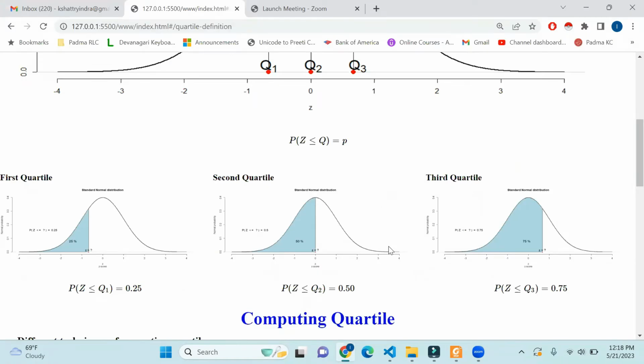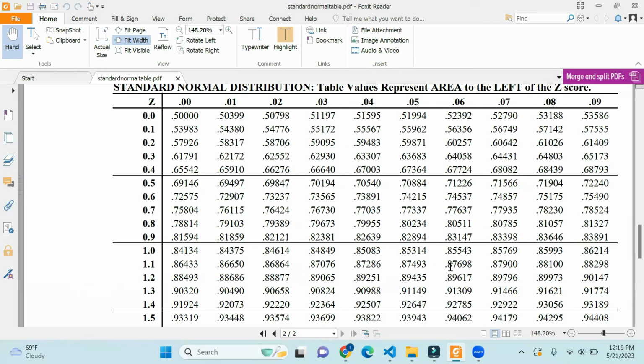As an example, let's start to find the second quartile corresponding to this probability equation. Probability Z less or equal to q2 is equal to 0.5. Here in this equation, 0.5 is the given probability and q2, the second quartile, is what we try to find. Let's try to locate a number inside the body of this table that matches 0.5. Here is the exact match, 0.5000. The corresponding z-value of this number is 0.0. Hence, second quartile is 0.